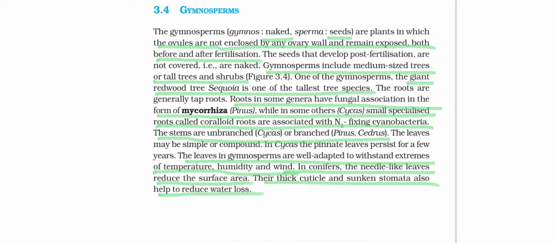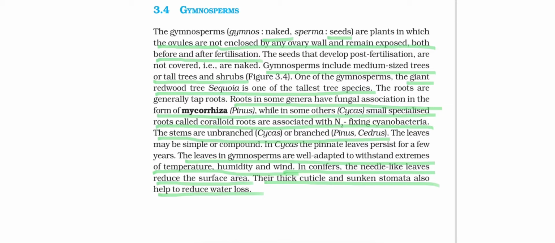The meaning of Gymnosperm: gymna is naked and sperma is seeds. So if we combine these two words, the plant group contains naked seeds. So seeds are opened, they are not at all covered by any covering. In angiosperms, we will see that the seeds are covered by fruits. So if we compare these two groups, gymnosperms lack fruit development, that is why the seeds are naked.